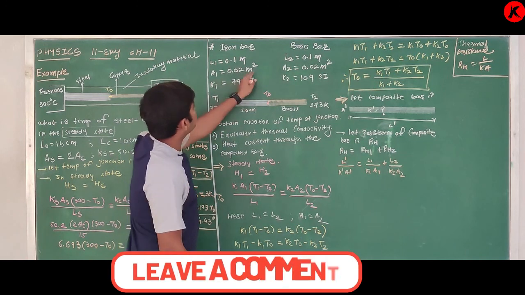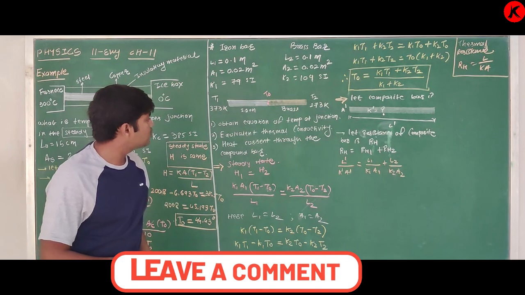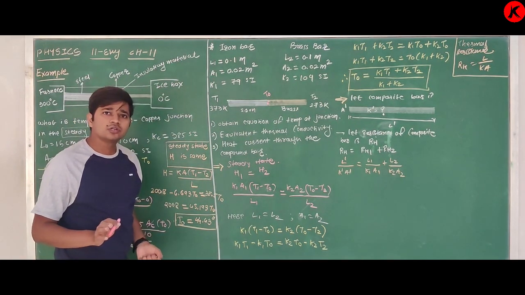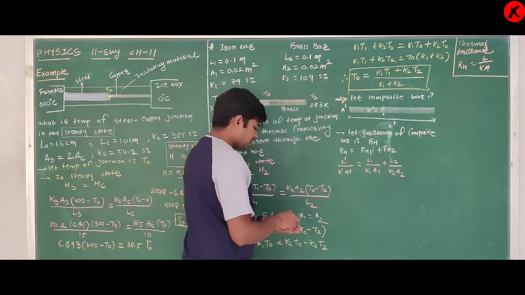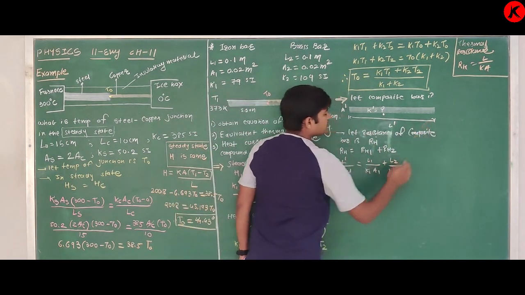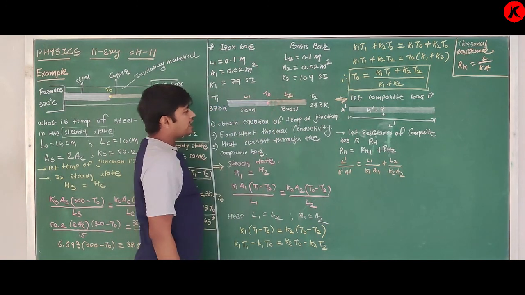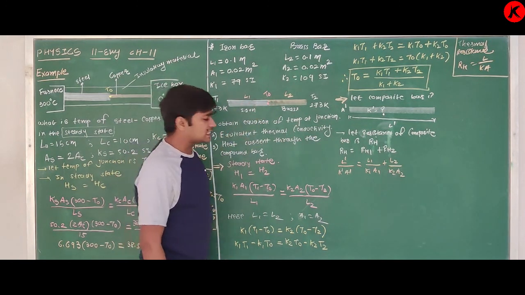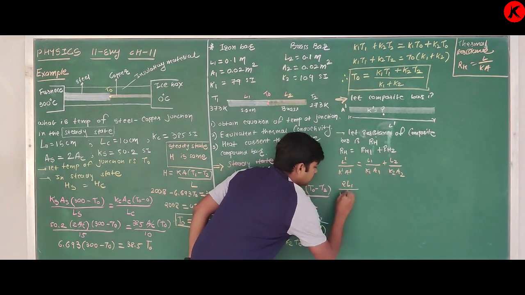But see here L1 is equal to L2, A1 is equal to A2. Any doubt? Okay. So now how to write this data? L dash, that is the length of this composite wire. This length is L1 and this length is L2. So I can say that L dash is equal to L1 plus L2. But as these two lengths are the same, I can write it is 2L1 divided by K dash.